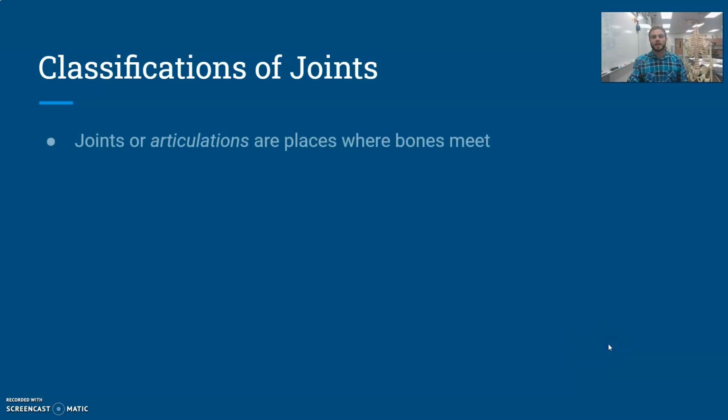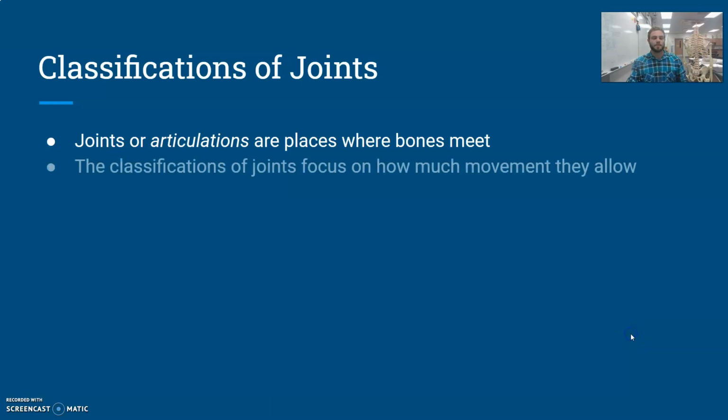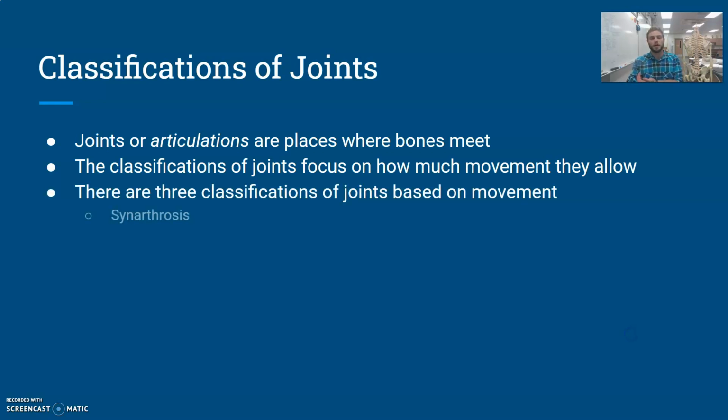So looking at the classification of joints, a joint can also be called an articulation. An articulation is just basically where two things are meeting, two things are joining, and usually they're going to be interacting or moving in some way. The classification of joints, the three main categories, are based on how much movement is allowed at that joint. Do they allow no movement, a little movement, or a lot of movement? So we'll take a look at each of these individually.